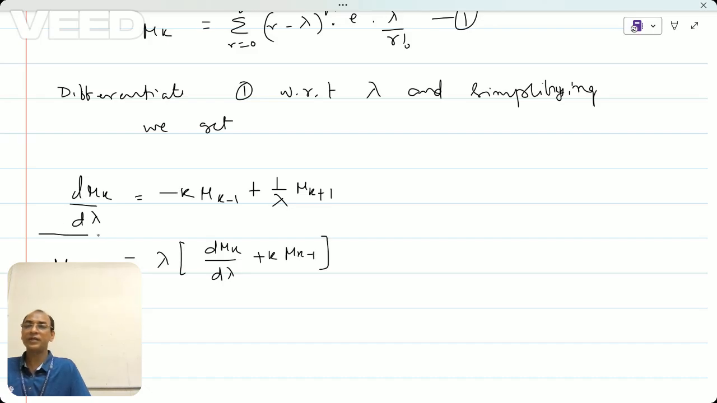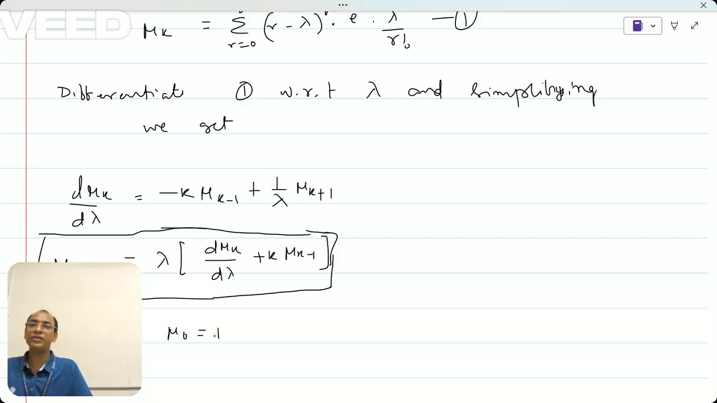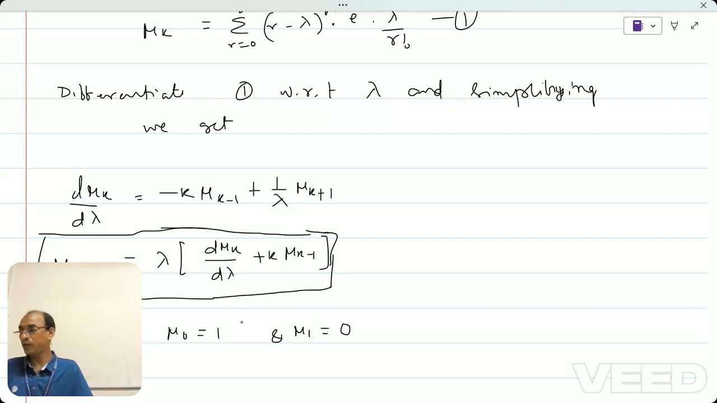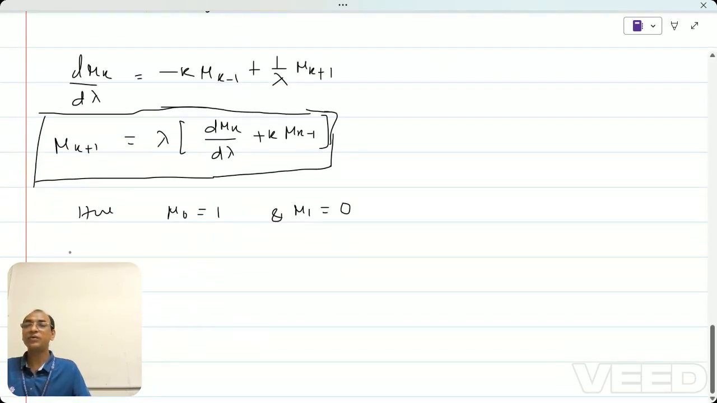So what is the meaning of this? If you know the previous two values, then we can find the next value. Here we remember that mu 0 will always be 1 and mu 1 will be equal to 0. Using that, we can calculate mu 2, because mu 0 and mu 1 we know, so we can go for mu 2, mu 3, mu 4.